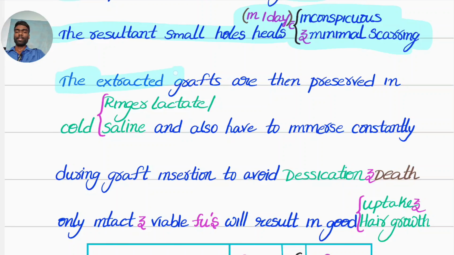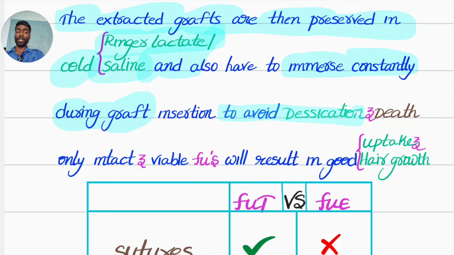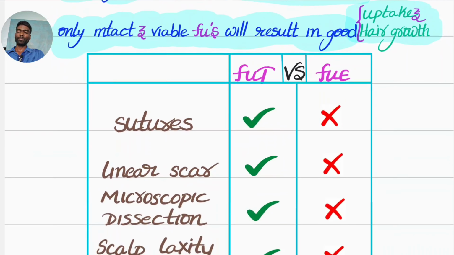The extracted grafts are then preserved in cold ringer lactate or saline solution, and during the procedure we have to constantly immerse these grafts in this cold ringer lactate or saline. Why? To avoid desiccation, meaning drying out, which will lead to death of the follicular units. Why? Only intact and viable follicular units will result in good uptake and hair growth at bald areas.